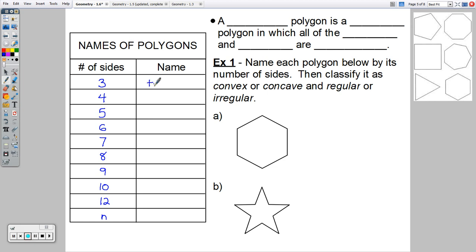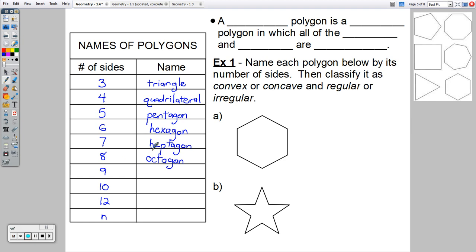So for 3 sides, that's a triangle. 4 sides, the general name for a 4-sided shape is a quadrilateral. We have more specific types of quadrilaterals like squares, rectangles, rhombuses, trapezoids, parallelograms, etc. But quadrilateral is the general name. For a 5-sided shape, it's a pentagon. 6 sides, that's a hexagon. 7 sides, a heptagon. 8, like an octopus, is an octagon. I almost wrote octopus.